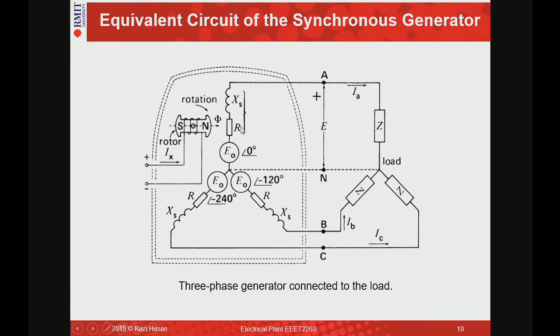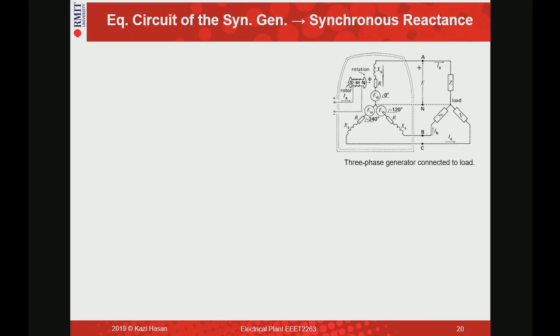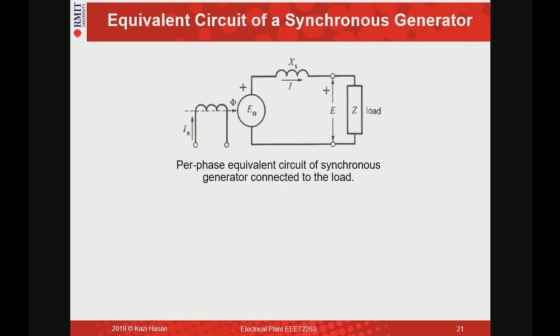Again, we said that the resistance is negligible, so we will just delete this resistance as well. So what you will have in your synchronous machine equivalent circuit per phase. In your synchronous generator per phase equivalent circuit, you will have one voltage source, synchronous reactance, and the load which it is connected to. So let's see, per phase equivalent circuit of a synchronous machine.